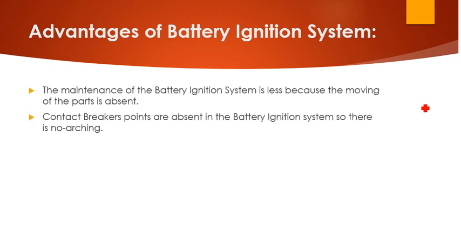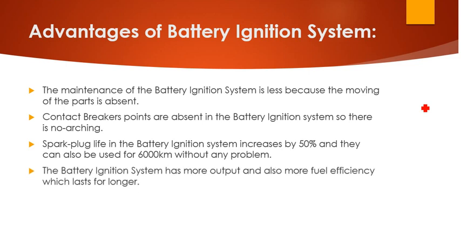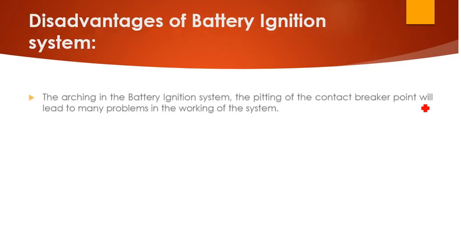The main advantage of the battery ignition system is that the maintenance is less, because there are no moving parts. The contact breaker points are absent, so there is no arcing. The spark plug life in this system increases by 50%, and it can be used for 6,000 km without any problem. The spark plug life is very good compared to others. The system also has more output and better fuel efficiency, which lasts longer.